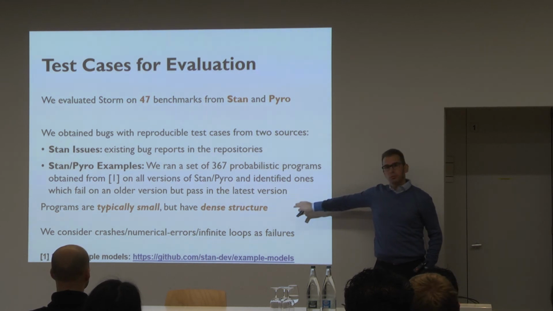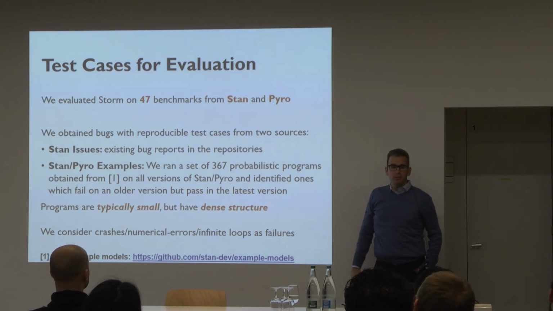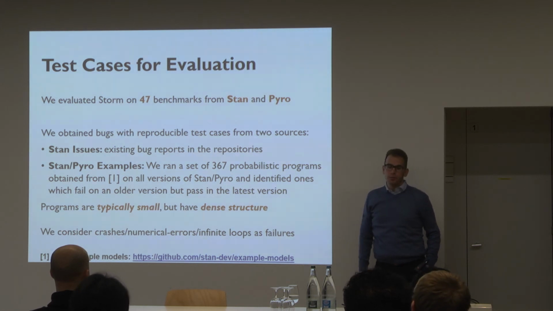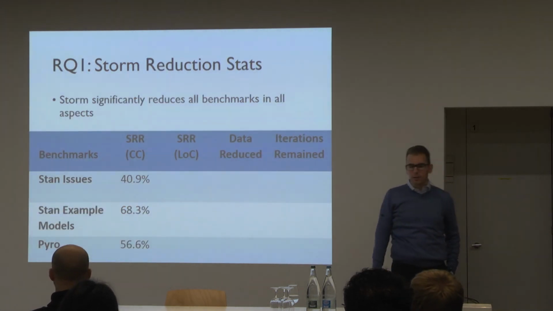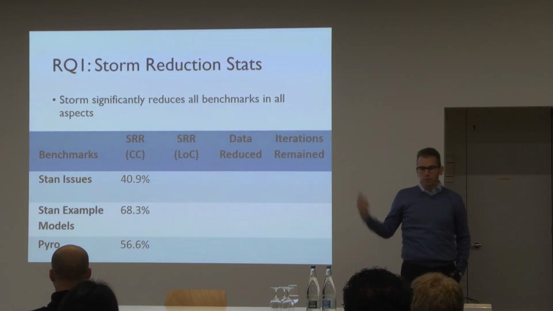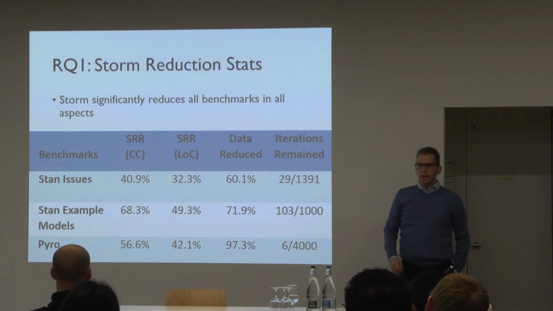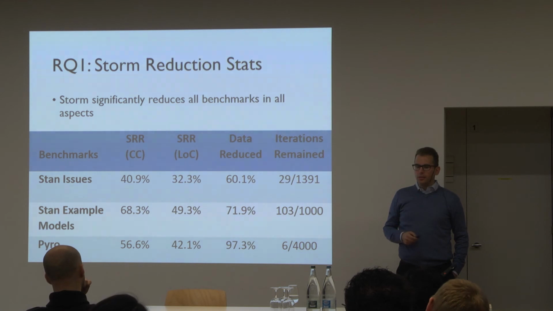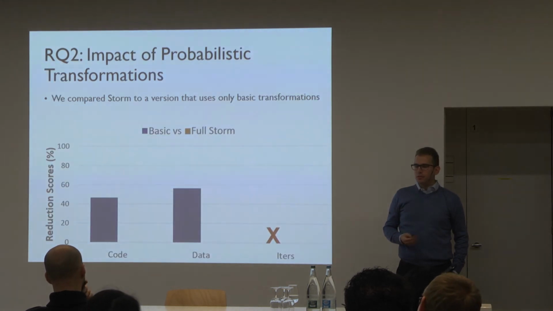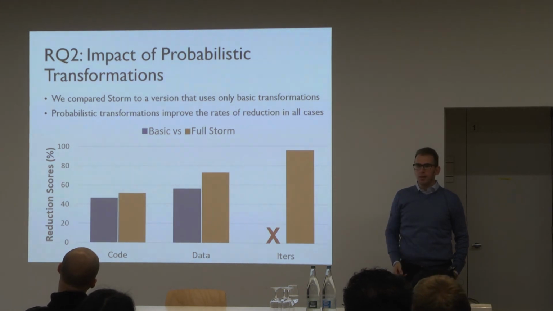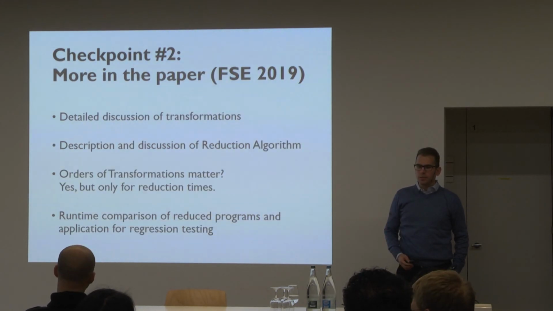Problems are typically small, about 50, 60 lines of code, maybe even less. But they have dense structure. You have seen some of those programs in the previous talk, how dense the structure can be. Well, the results were positive, so we were getting relatively large reduction in both code, data, and iterations. And we also looked at what are the impacts of different probabilistic transformations, where they helped in every aspect. So this is this part.